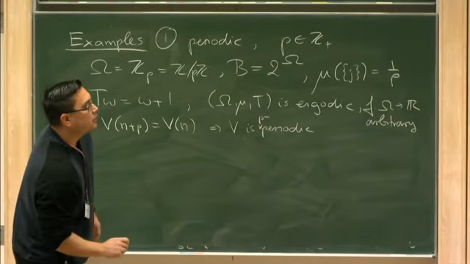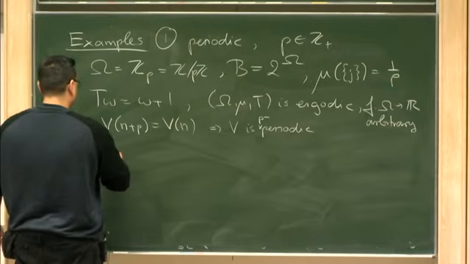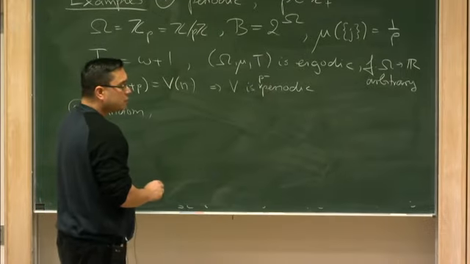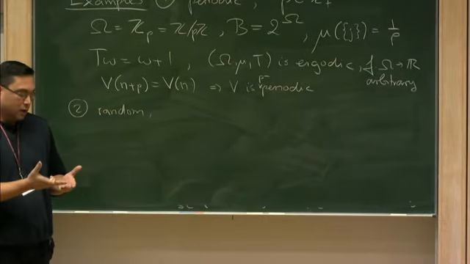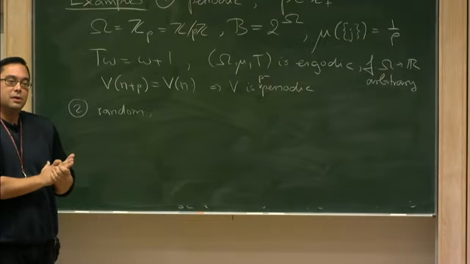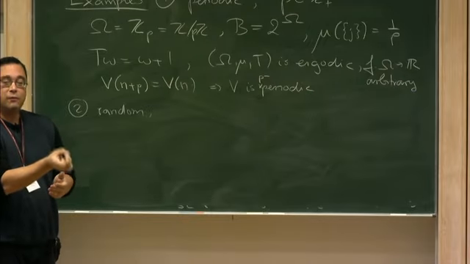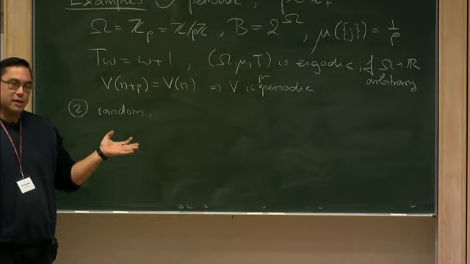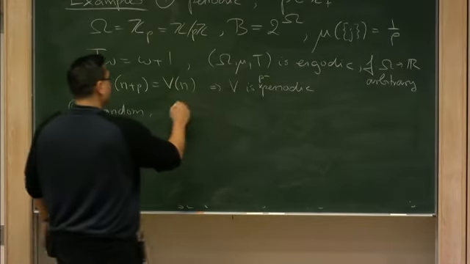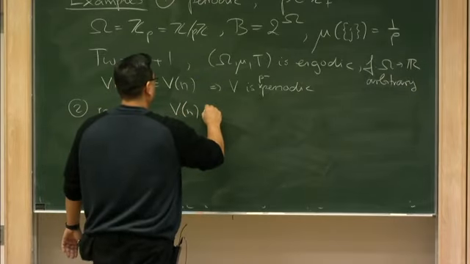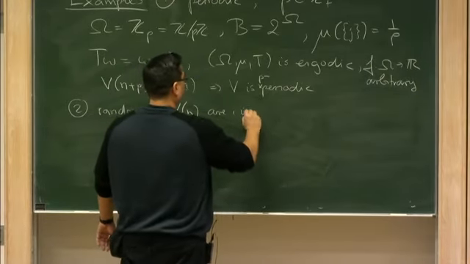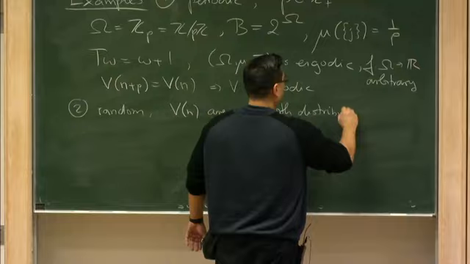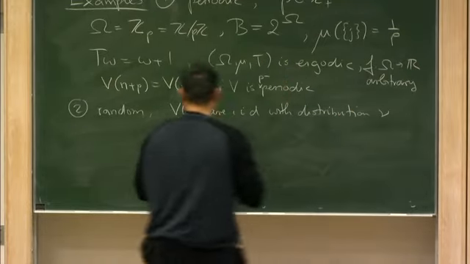So my next, let me do the random case first. So the random case arises as follows. Remember what the random potentials are. You take some distribution on R that produces the value of the potential at some site, and then you use that independently at all sites to produce your potential values. So remember that the V_n are i.i.d. with distribution mu. So this is what we want to produce.